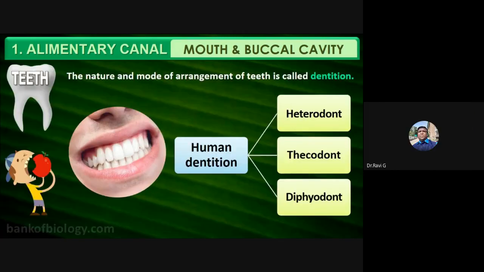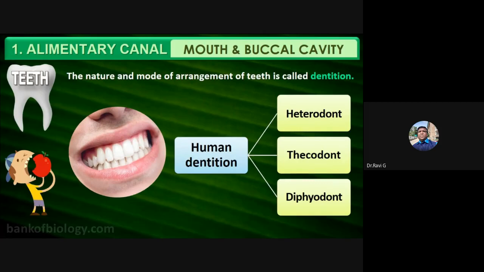Next, under this mouth and buccal cavity itself, we'll study the nature and mode of arrangement of teeth. It is called dentition. A healthy set of teeth makes for a better smile. Teeth play an important role in our digestion process. The nature and mode of arrangement of teeth we call dentition.